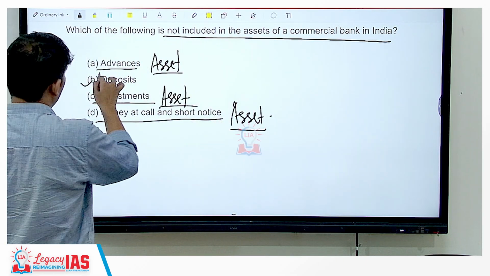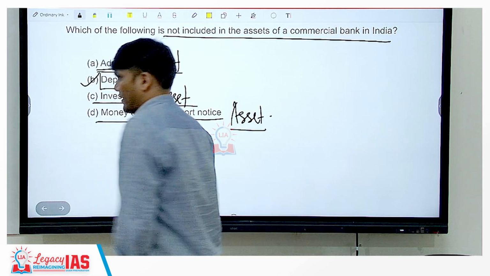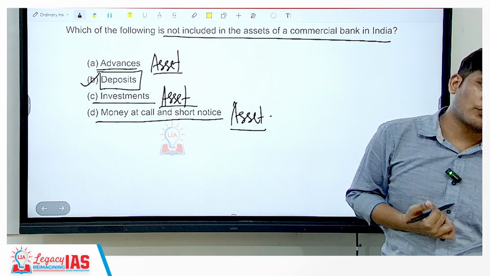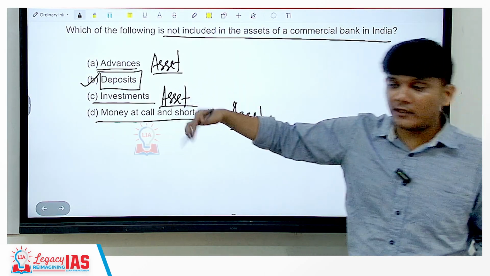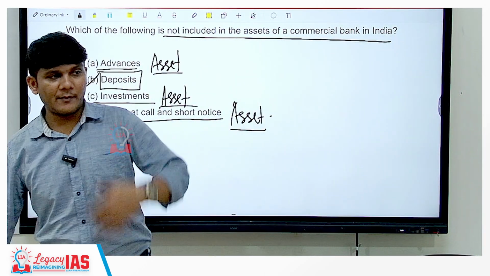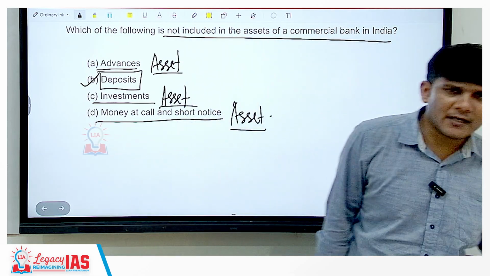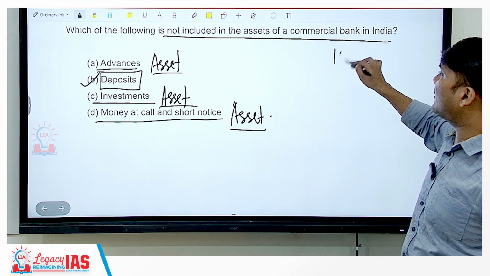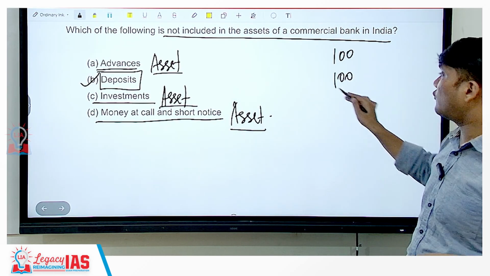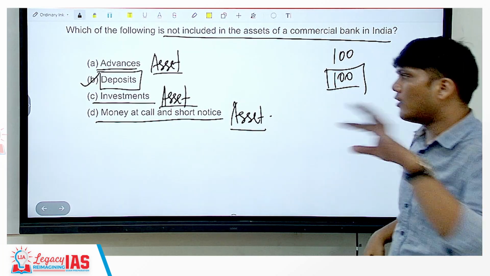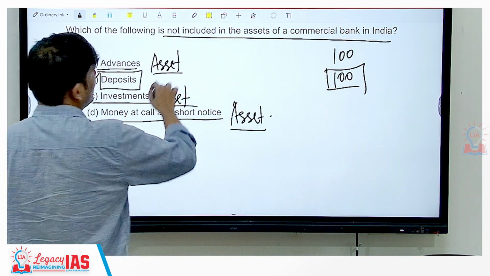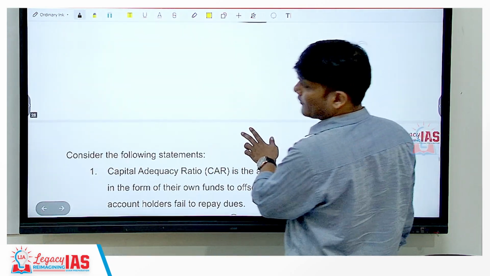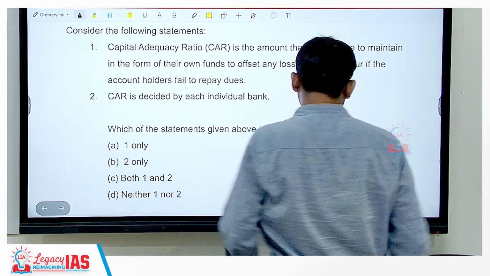The correct answer here is deposit. Deposits is not an asset. If I am depositing money with the bank, the bank needs to return that to me, and this deposit is generically written, so it includes demand deposit as well. If I have a demand deposit in the bank, I deposit right now, half an hour later I want it back, I should get it back. So remember I said rupees 100 as fixed and rupees 100 as demand deposit. Demand deposit money cannot be utilized for giving loans. So deposits will not be included in the assets of a commercial bank in India. I hope that's clear. Moving ahead, capital adequacy ratio.